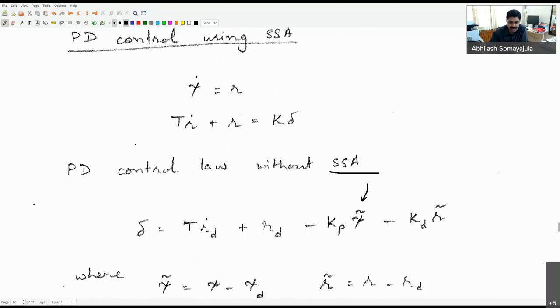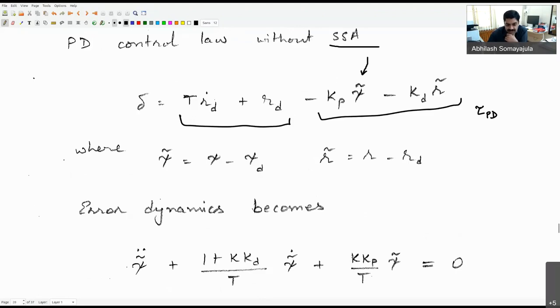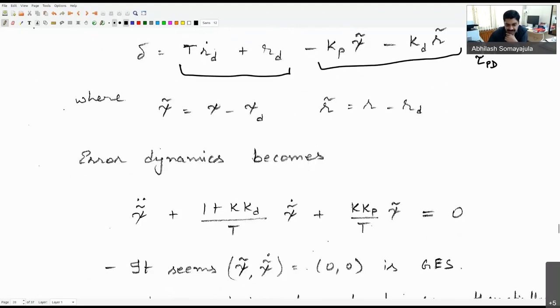So when I put the control law as a PD control law, you'll see that this is the so-called feedforward part, and this is the PID, or PD in this case. And when I feed that back, my error dynamics becomes this. You have seen this before. It seems from this system as if the equilibrium point psi tilde and psi tilde dot being 0 and 0 is globally exponentially stable, but we have to be careful, because it cannot be proven to be globally exponentially stable, since these values actually map around the circle, not in the real plane.